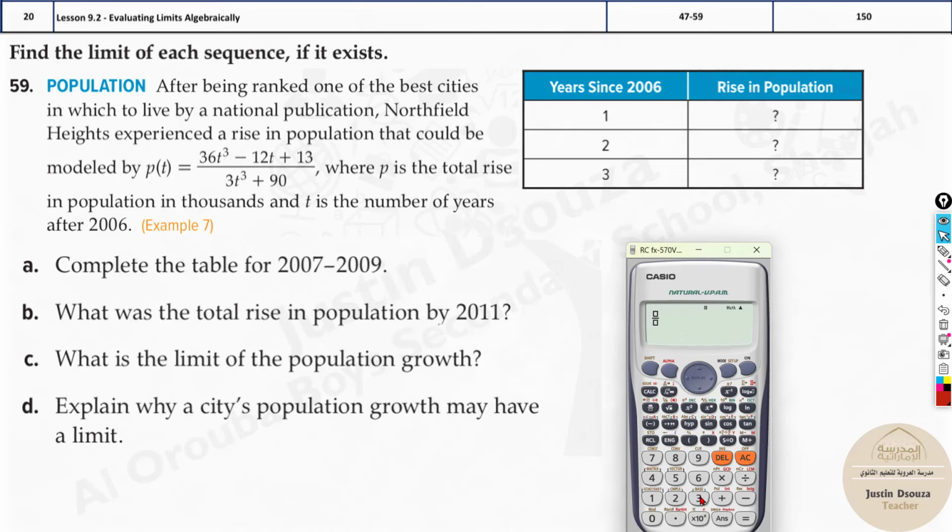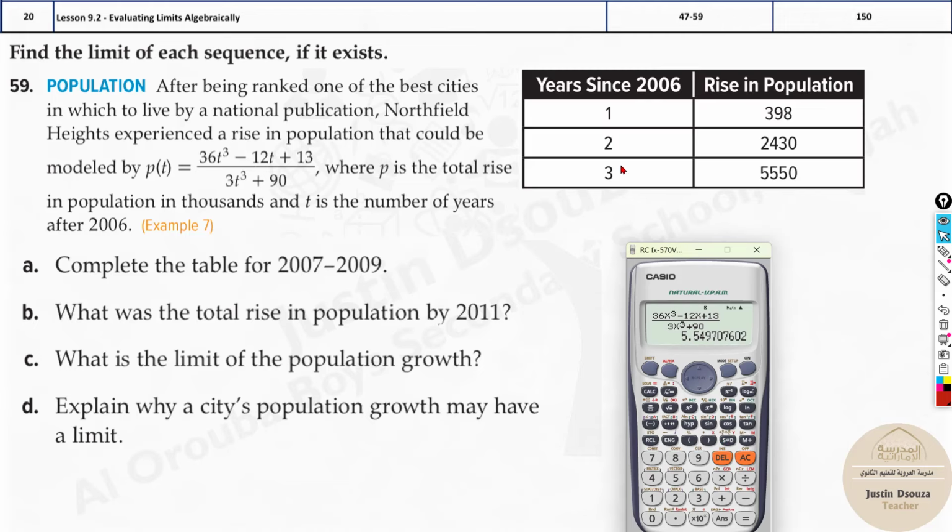And then lastly for the third year, oh, I just removed it. So let me just type it back again. Here we have it, and then calculate it at 3. The answer is 5000 and so on. So that is the first answer. You can see here, that's the table, 5550, because we have to multiply this by 1000, right? That would be 5550. And now what is the next one?